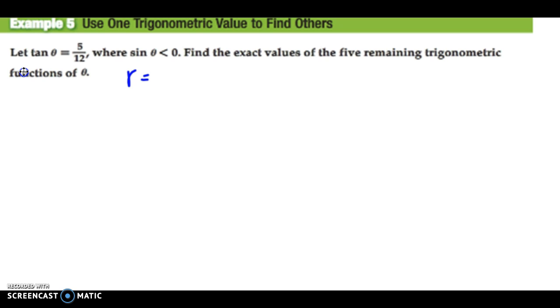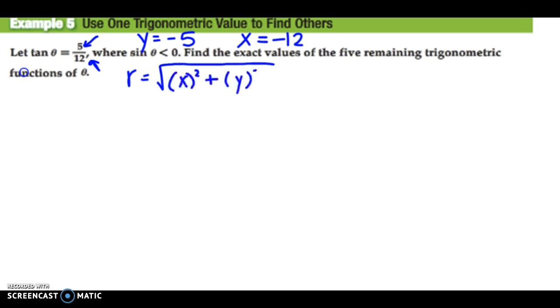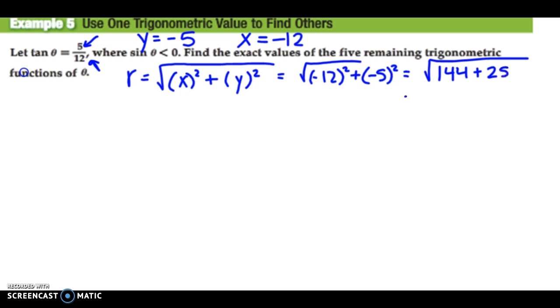The way that happens is it means it's going to be in the third quadrant, which means my y is going to be negative 5, and my x is going to be negative 12. That helps us figure out our r, because remember, to find r, it's the square root of x squared plus y squared. So I plug those numbers in. Negative 12 squared, negative 5 squared. I get the square root of 144 plus 25, which is equal to the square root of 169, which is 13. So now I know my r is 13.